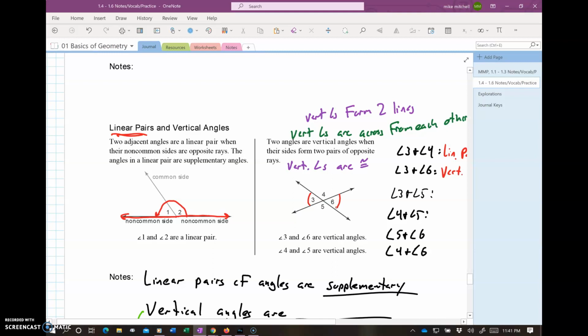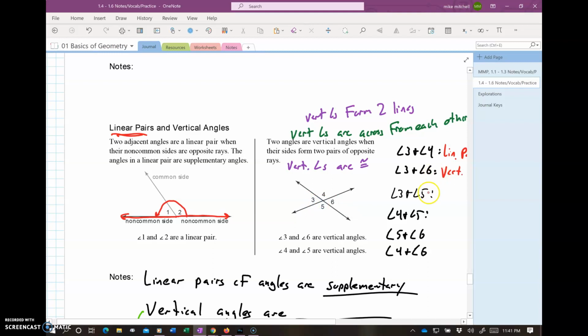Remember, that's how we mark them congruent. 4 and 5 are vertical angles. Notice those are across from each other. These are across from each other. Notice the 1's congruent to 1, 2's congruent to 2. Sometimes you'll see other books mark them like this. That's my 1. That's my 2. And you can match them up that way.